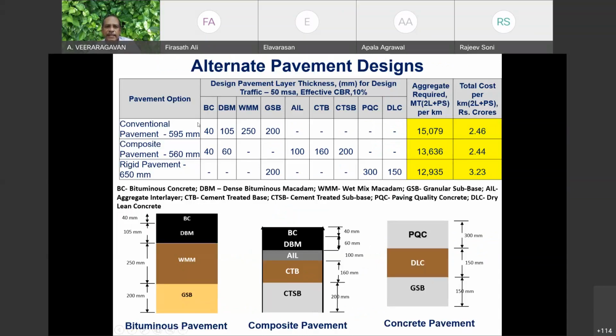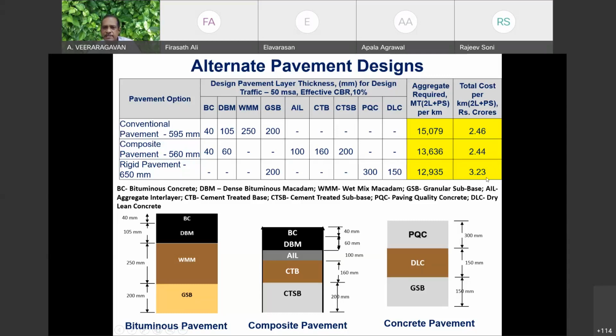I require about 595 millimeter thick of a bituminous layer. If I want to make it into a composite pavement or alternate inverted pavement, I can reduce thickness to 560. In this case, the rigid pavement is 650. But there are materials that are required in different layers. You'll find that aggregate requirement is the lowest, even though thickness is higher. It's lowest in the case of concrete pavement.